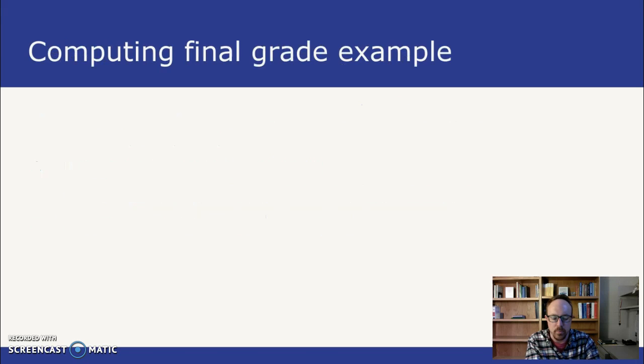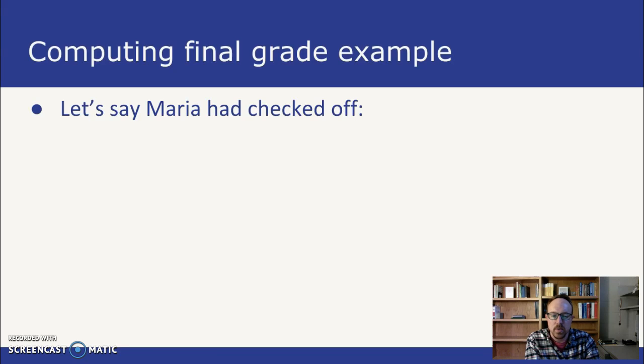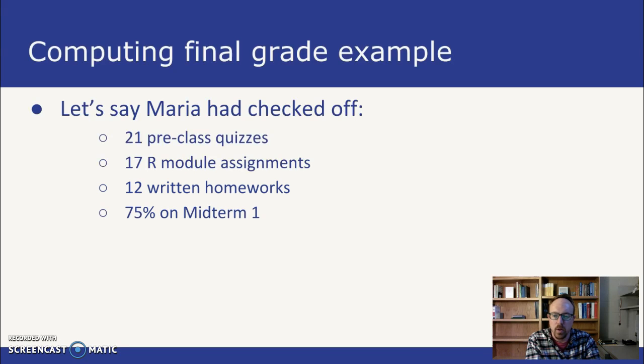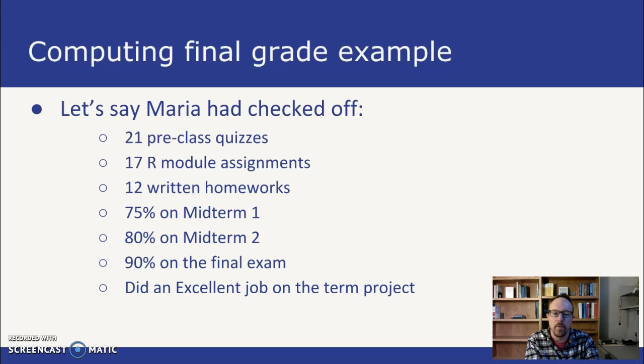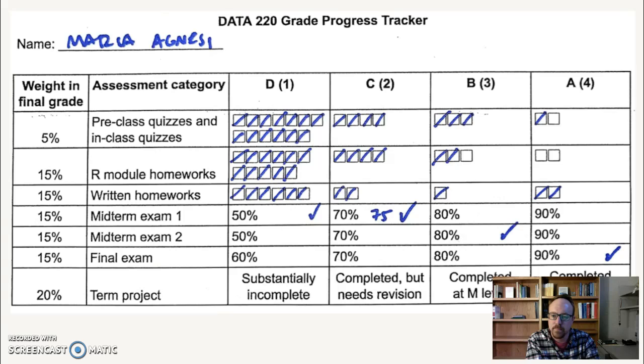So let me give you an example. Let's say that Maria, some student in this class, had done the following stuff. So she's done 21 of the pre-class quizzes, she did 17 R modules, she did 12 of the written homeworks, she got a 75 and an 80 and a 90 on the exams, and then she did an excellent job on the term project. Okay, let's help her fill out her Grade Progress Tracker, and then we can figure out what her final grade would be.